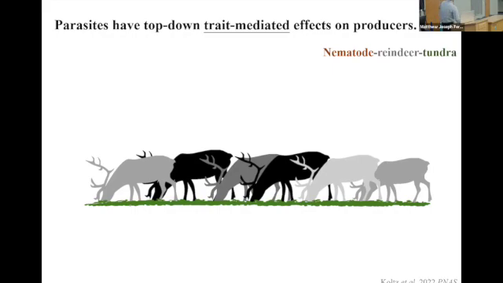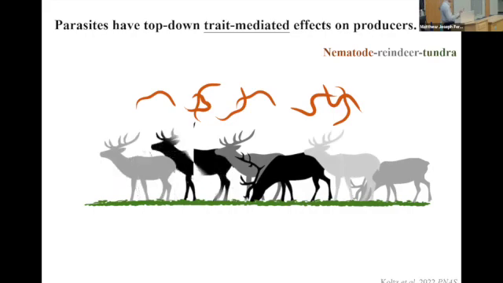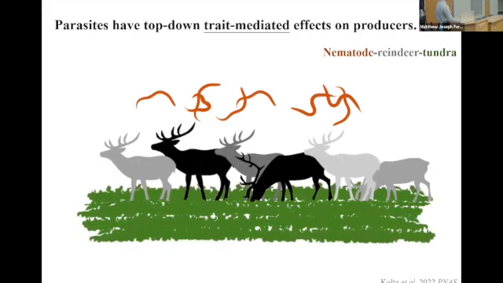This model published last year showed that with nematode infection, reindeer had anorexia and a reduced resource intake. As a result, there was higher producer biomass. And this model showed that this effect could be as strong as the density-mediated effect, even though there was no mortality caused by the nematodes.